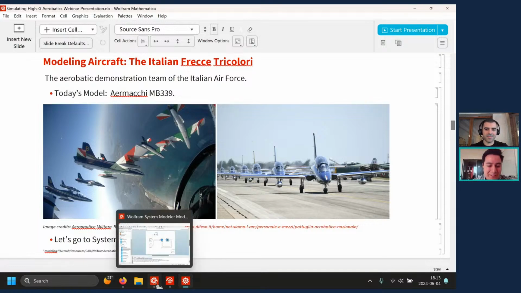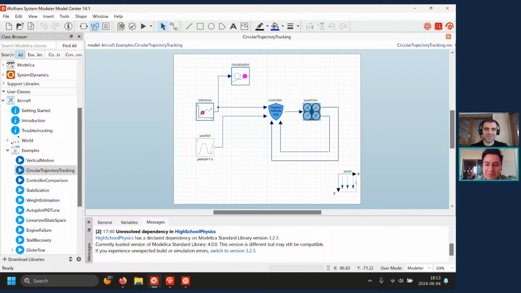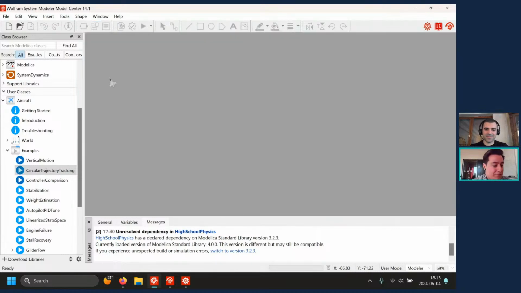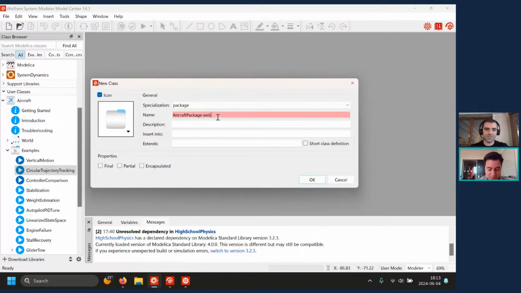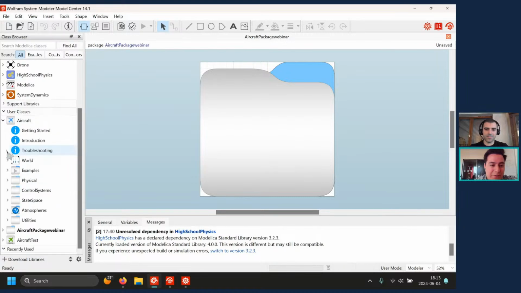Right now, we can just return to System Modeler. And the first thing we're going to do is create a package. Think of it as a folder. It won't have spaces. So here is where we're going to store everything that we're going to be doing today.